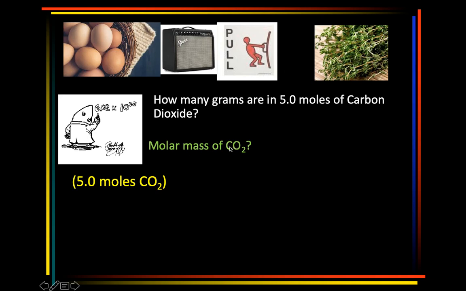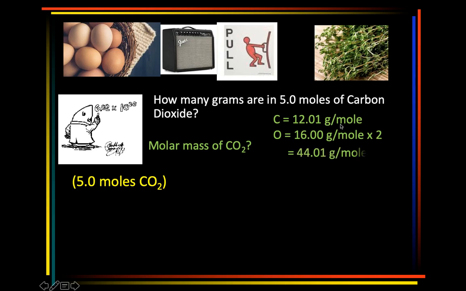So I look on the periodic table. Carbon is 12.01 grams per mole. Oxygen rounds up to 16.00, but I want those zeros, so I got 4 sig figs instead of just 2. It's grams per mole, but there's 2 of them. Add all of that up. 44.01 grams per mole is the molar mass of carbon dioxide. That is the conversion between grams and moles. And that's what I want to do, moles to grams.